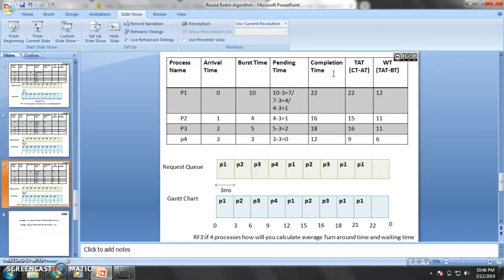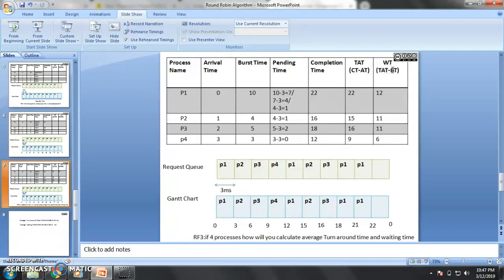Now we have to calculate total turnaround time and total waiting time. Next we have to calculate the completion time. So this is our chart. Depending on that, we calculate the completion time. The first task completed was P4, at time 12. Now P1 is completed at 22 microsecond, P2 is completed at 16 microsecond, and P3 is completed at 18 microsecond. So by using the Gantt chart, the completion times are 22, 16, 18 and 12.